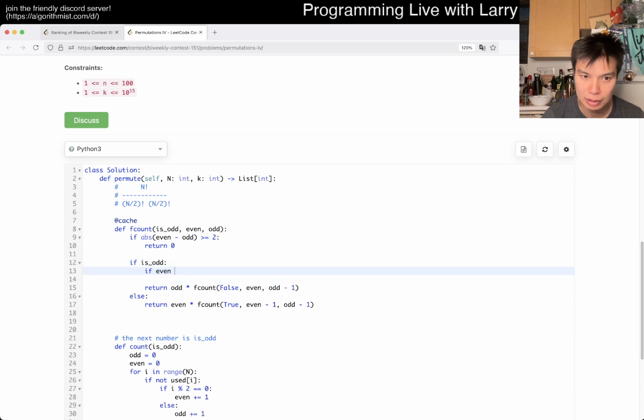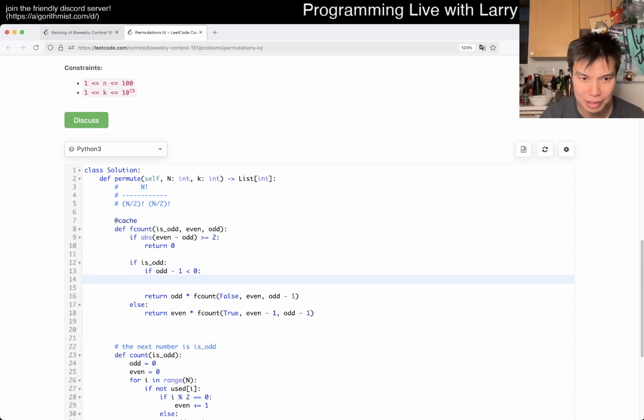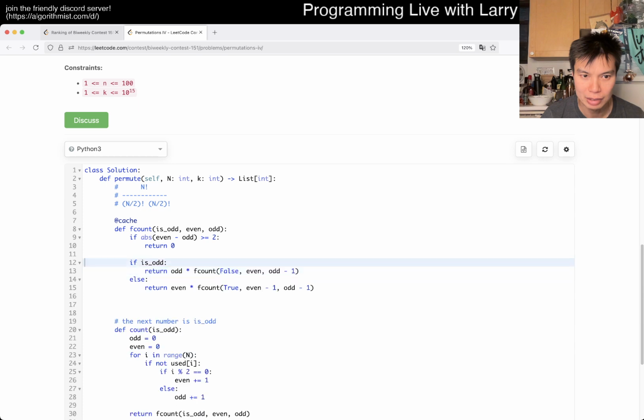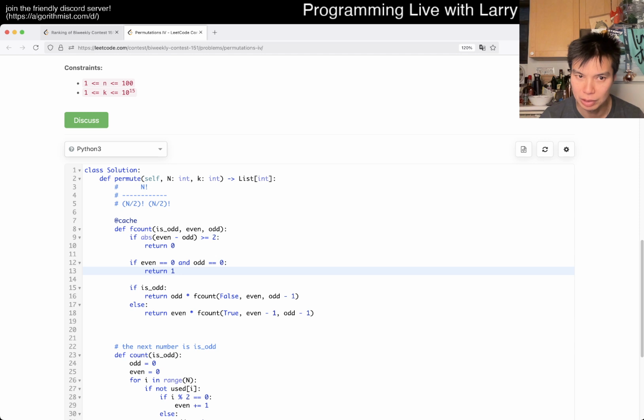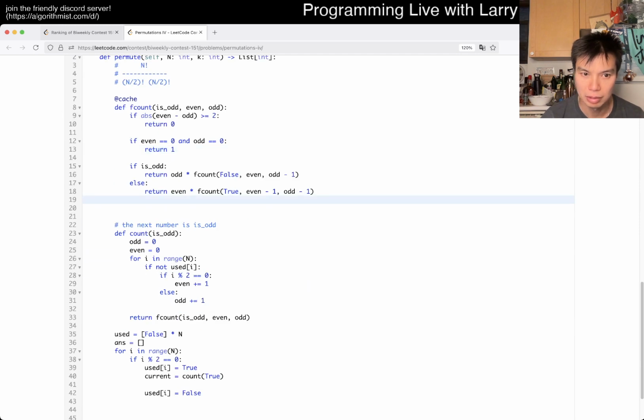So I guess this is the base case. If odd minus 1 is equal to 0 or less than 0, but we need to return 1 somewhere, right? So okay, I think actually if even is equal to 0 and odd is equal to 0, then we return 1. I think maybe that's the only base case, right?